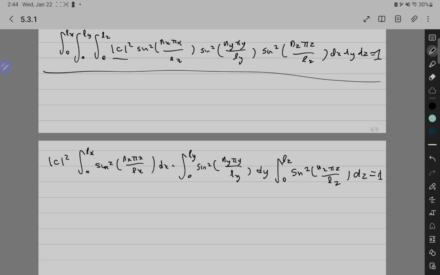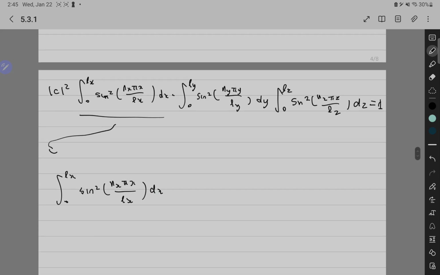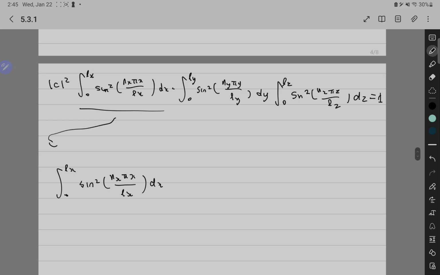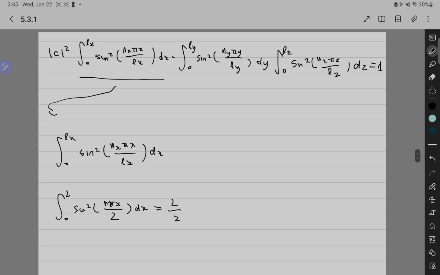And if we just take a look at this function, 0 to Lx, sine squared of nx pi x over Lx dx. You may know that the integral of sine squared over a full period is a well-known result. So integration from 0 to L of sine squared of m pi x over L dx is equal to L over 2. So this is a well-known full period function from math.